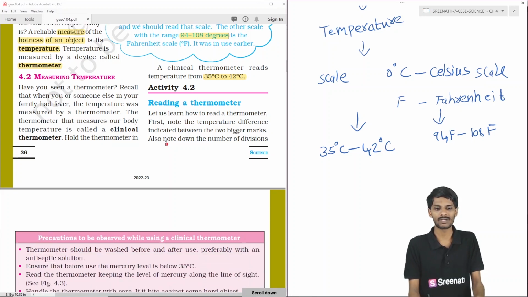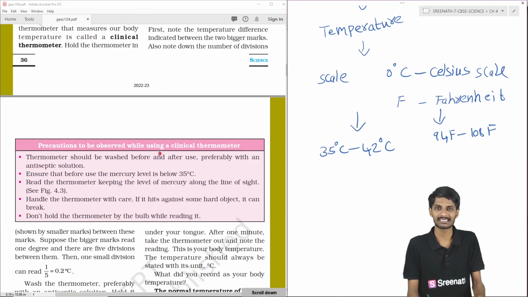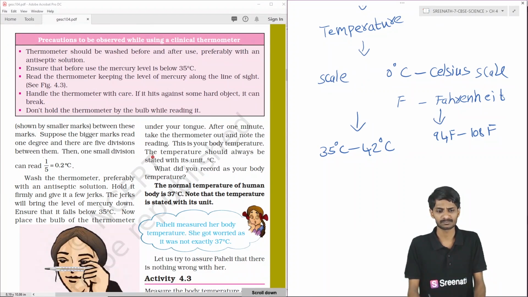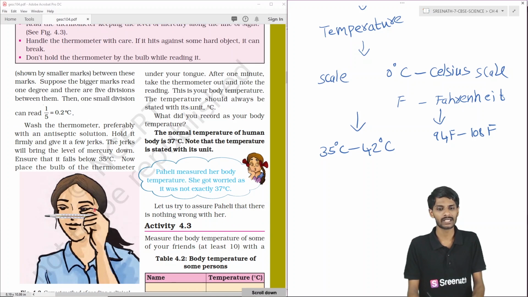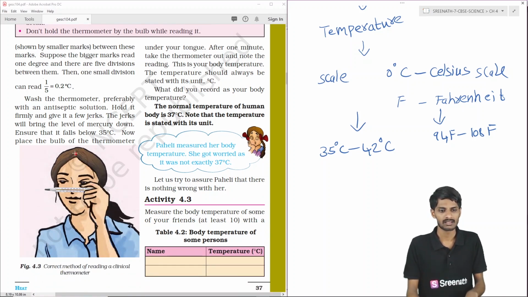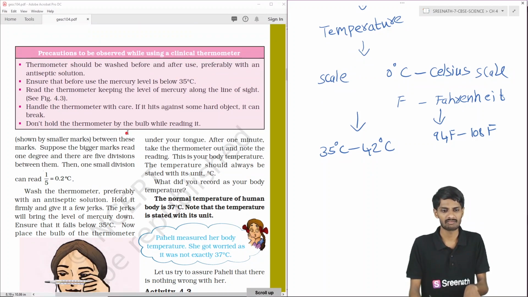So, reading the thermometer. How to read the thermometer reading, students? First we have to see how to read. So suppose, students, I will show you the thermometer.